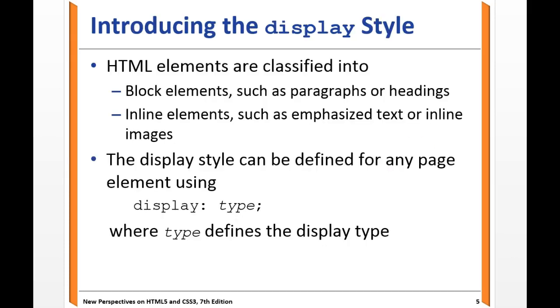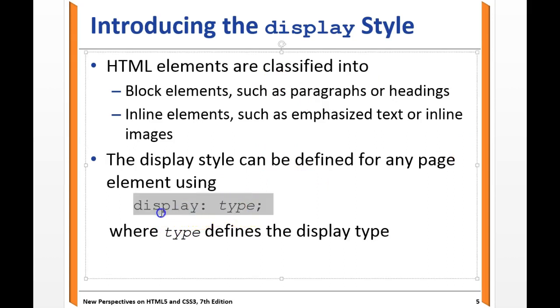So some of the things that we will discuss in this chapter, we are first going to talk about the display style. HTML elements are basically defined in 2 types. Block elements could be paragraphs or headings, and inline elements could be text or inline images. The display style can be defined for any page element using display colon type. So this is the syntax if you want to use the display style. This type defines the display type.